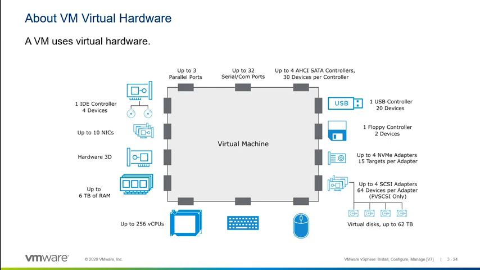Now, most of the time, our virtual disks are attached to virtual SCSI controllers. Okay? We can have 4 virtual SCSI controllers. By default, each of those SCSI controllers can have up to 15 SCSI virtual disks attached. But if we use a special VMware proprietary paravirtual SCSI adapter, we can have up to 64 virtual disks on each of those 4 SCSI controllers. Each of those virtual disks can be up to 62 terabytes in size. Finally, of course, we've got our mouse and our keyboard.